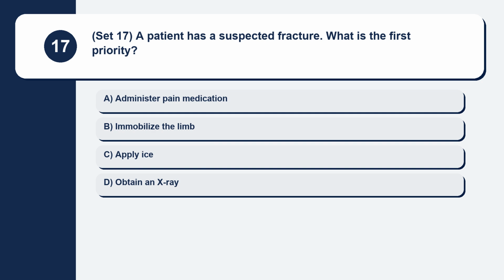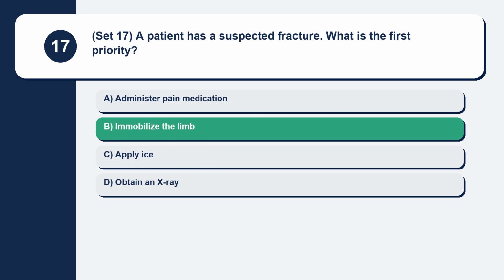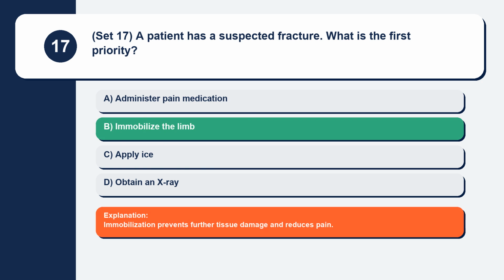Question 17, Set 17. A patient has a suspected fracture. What is the first priority? Administer pain medication, immobilize the limb, apply ice, obtain an X-ray. Immobilization prevents further tissue damage and reduces pain.